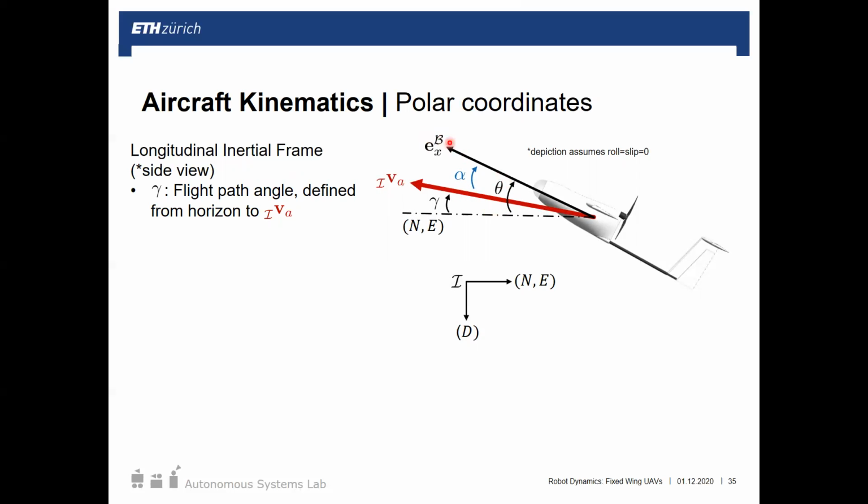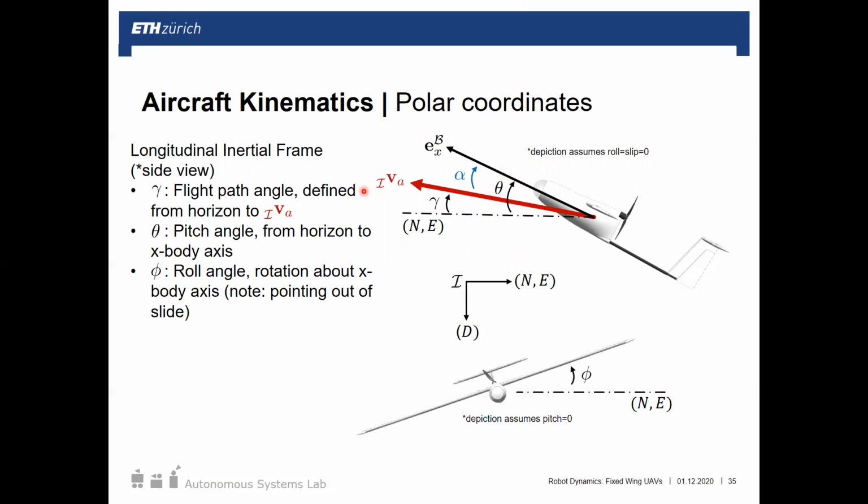Pitch angle goes up to the body axis here, and then angle of attack, when we're only looking here, assuming roll and slip are 0, is the difference between them. From the airspeed vector to the body axis is our angle of attack, our angle with respect to the incoming flow. Then we get these 3 longitudinal angles. Pitch again is horizon to body axis, and roll angle is down here. Again, this depiction assumes pitch is equal to 0. Then we have from horizon to the wing a positive pitch looking like this.